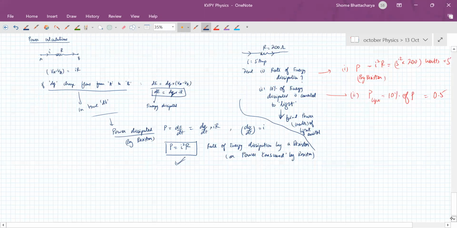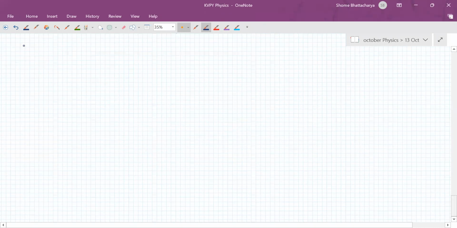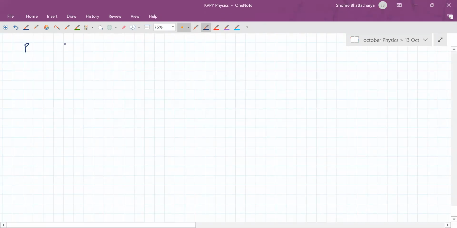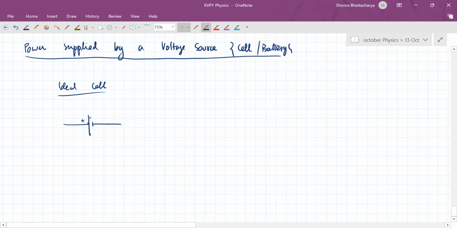Okay, now the next part we'll see in understanding energy calculation in a circuit is power supplied by a voltage source, basically a cell or battery, whatever. So we are talking about an ideal cell. Then it has no internal resistance. If its EMF is E and you are drawing a current I from it, then power supplied by the cell just becomes E into I.